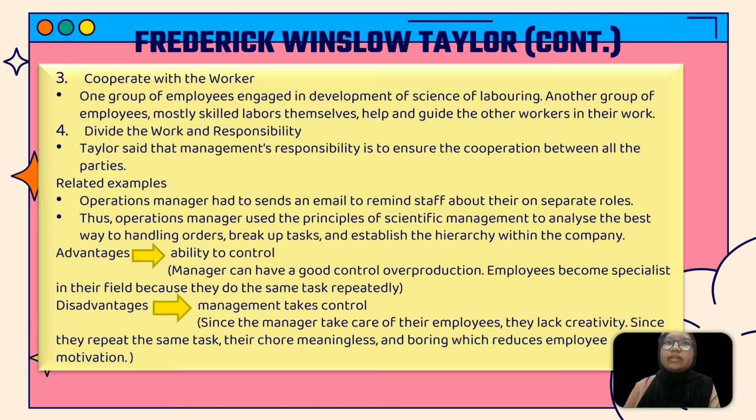And lastly is divide the work and responsibility. Taylor said that management's responsibility is to ensure the cooperation between all the parties. One of the examples is an operation manager had to send an email to remind staff about their own separate roles. Thus, the operation manager used the principle of scientific management to analyze the best way of handling orders, break up tasks, and establish the hierarchy within the company.